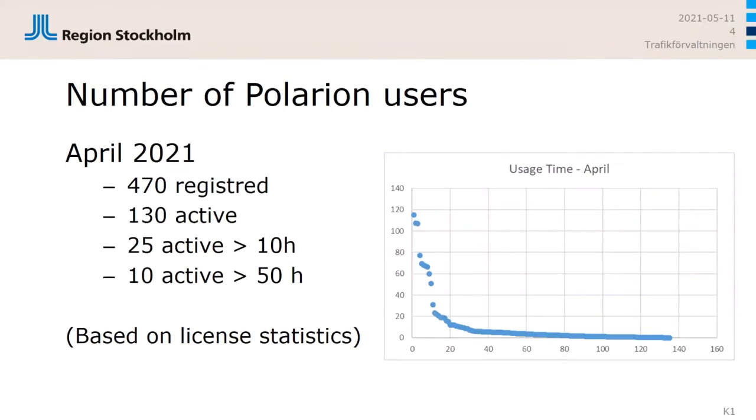If we look at people who have been logged in for more than 10 hours during the month, there are only 25, and then we have about 10% that are quite intense users of Polarion with over 50 hours of usage time for the month. We can see the graph here, which is based on license statistics, showing how the usage pattern looks. We have a lot of persons that are only in Polarion for a very short time, and a few persons that use Polarion a lot. Could be some interesting background maybe.